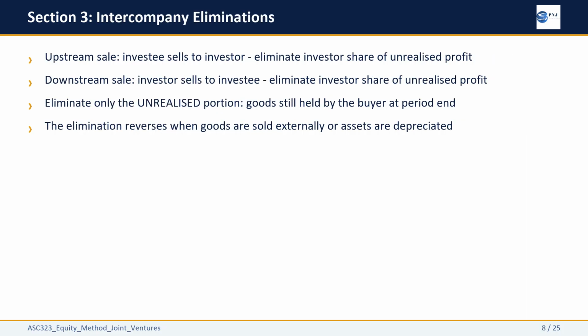When the investor and investee transact with each other, you need to think about unrealized intercompany profits. If the investee sells goods to the investor and the investor still holds them at period end, the profit sitting in the investee income statement has not yet been earned from the perspective of the combined entity. You must eliminate your share of that unrealized profit from your equity pickup. The same logic applies when the investor sells to the investee.